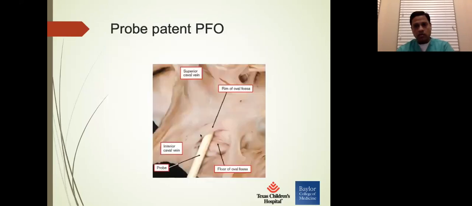And then this is a cadaveric specimen, where as you can see, this is the superior vena cava, inferior vena cava, and this is the floor of fossa ovalis. As you can see, there's a probe which goes through the PFO, and usually this floor is deficient in ASDs or the secundum ASDs.